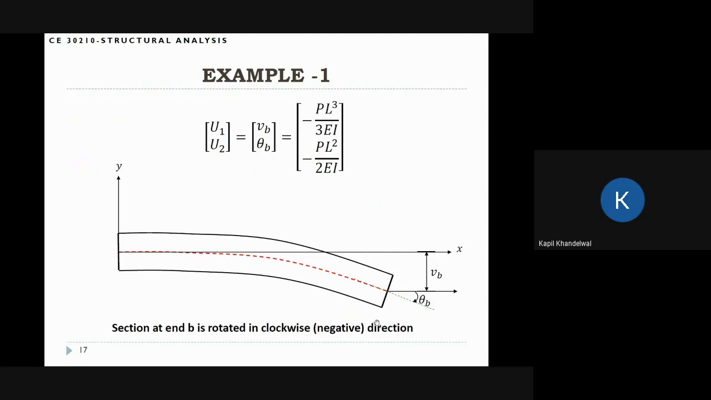So this is just to show you an idea of what is the sense of rotation and what is the sense of vertical deflection. But I hope that you are able to understand this in a more clear way with this figure.